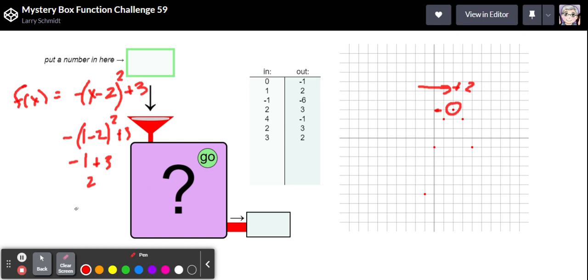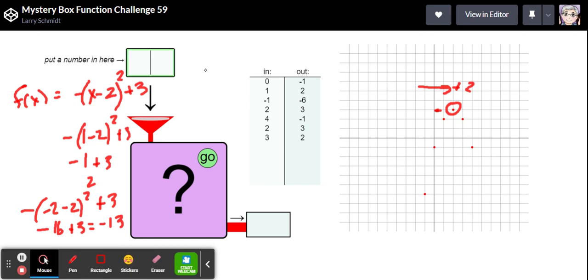And then I think we should test a point not on here, and let's use a negative. Let's put a -2 in here. So let me write this all out again. A negative sign, and then -2 minus 2 quantity squared plus 3. So -2 minus 2 would be -4, and if you square that, you get a +16, but then you put the negative sign on it, so that's -16 plus 3 would be -13. So if I put in -2, I should get out a -13. Let's try that. And there it is. Okay, so now I'm pretty confident that we've got this.